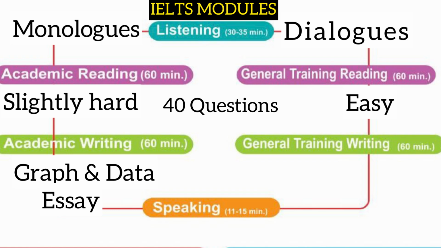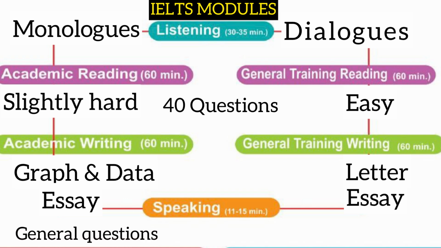However, for your general training writing there will be 2 different parts. In the very first part you will be given a letter to write, and in the second task you will be given an essay which you have to write as a response to a point of view. In terms of the speaking test, it will have 3 different parts. In the very first part you will be asked some general questions, and in the second task there will be 1 minute of conversation which you have to deliver on one particular topic on the card.